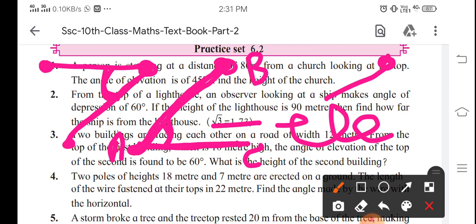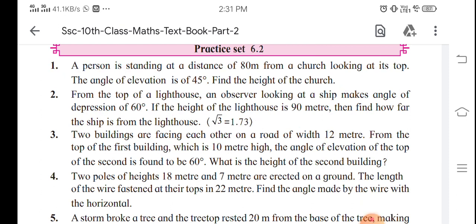So these terms we will have to use in this practice set. Okay, so I think this is clear. So we'll start with practice set 6.2. Let's start. See, a person is standing at a distance of 80 meters from a church looking at its top, and the angle of elevation is 45 degrees. Find the height of the church.